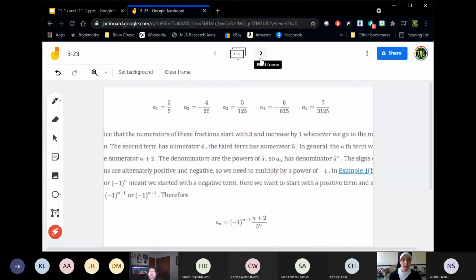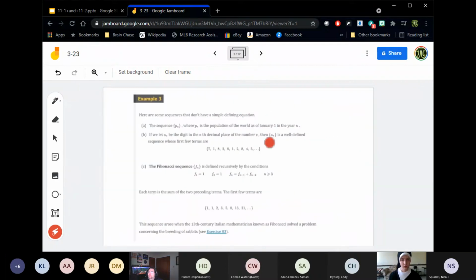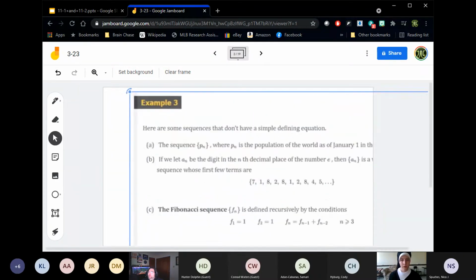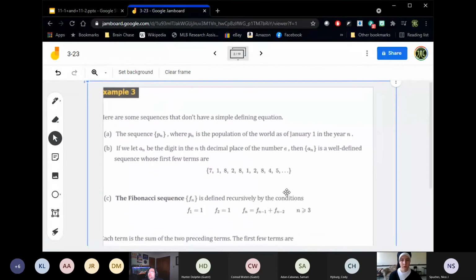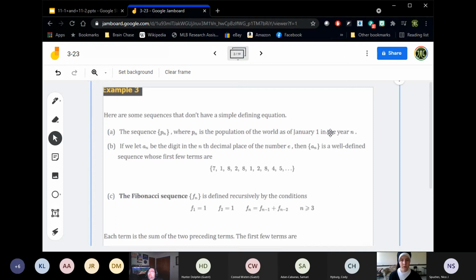All right, let's look at some sequences that don't have equations. And let's go a little bigger. So remember, I said anything can be a sequence. So here's one, the population of the world as of January 1st in every year. Now that's a sequence. It's numerical, but it's not something I can come up with an equation for. We can come up with an equation to estimate it, but it's not going to give me the exact values at that point.